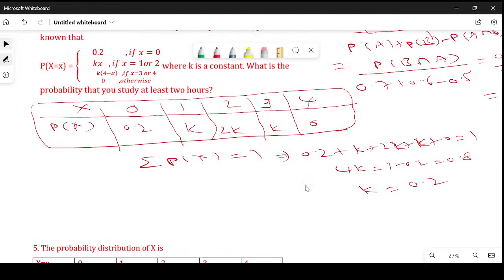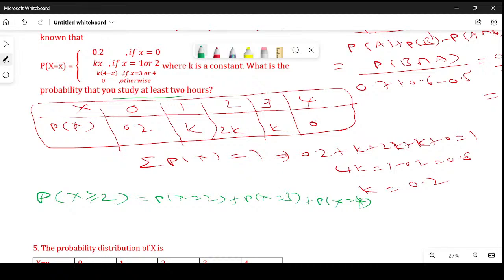Now they are asking the probability that you study at least 2 hours. At least 2 hours means the probability of at least 2, means p of x greater than or equal to 2. At least means greater than or equal to 2. So I can find p of x equal to 2 plus p of x equal to 3 plus p of x equal to 4. Otherwise that will be 0, right? 2, 3, 4 I can consider.